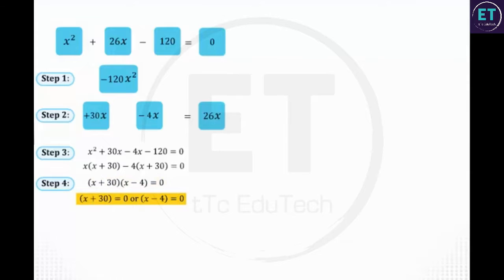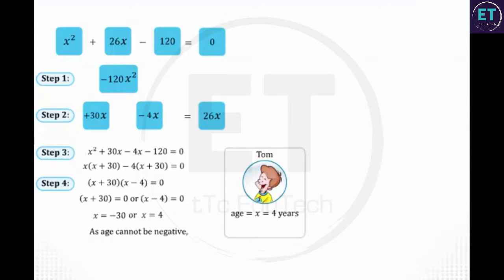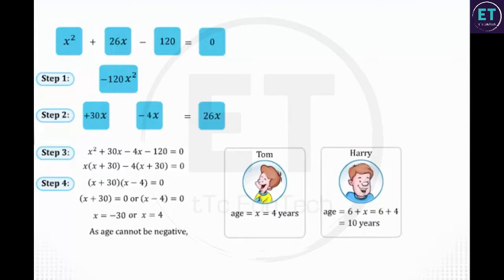Thus, the roots of the quadratic equation are minus 30 and 4. As a person's age cannot be negative, the solution to the problem is 4. Therefore, Tom's present age is 4 years, and Harry's present age is 6 plus x, which is 6 plus 4, which is equal to 10 years.